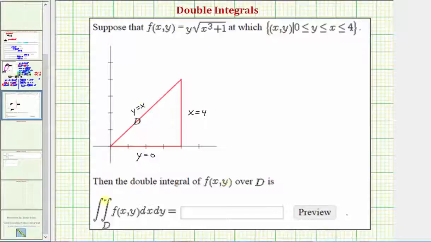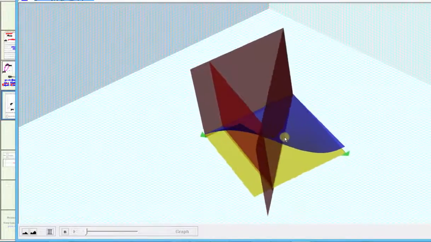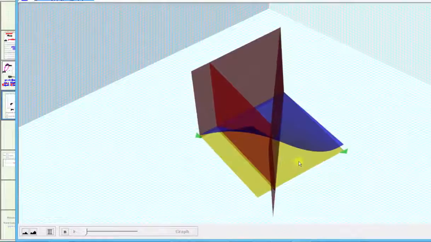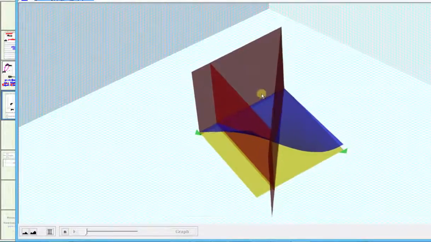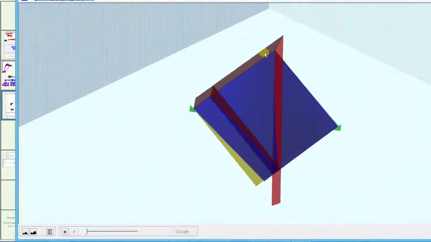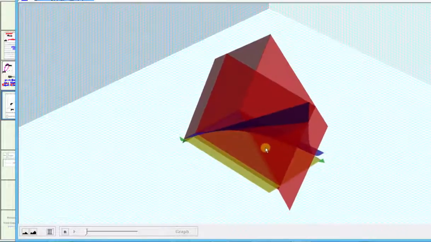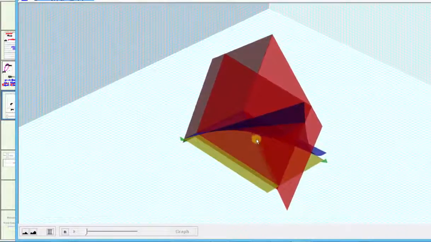We're asked to evaluate the double integral over the region D of f of x comma y. Before we do this though, let's look at the graph of f of x comma y over this region. The surface f of x comma y is graphed in blue. The xy plane is graphed in yellow. If we look down on the region of integration, which is this triangular region here, notice how we can tell if the surface is above the xy plane over this region, which means the double integral is going to be equal to the volume of the solid below the surface and above the xy plane over this triangular region.